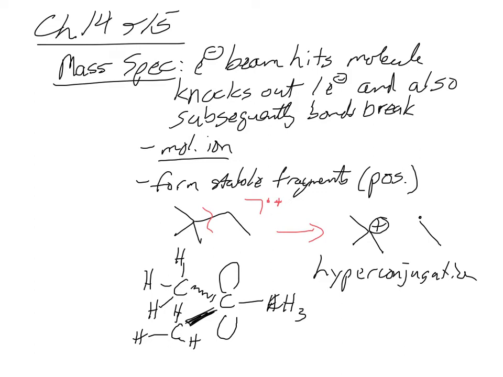So the most stable fragment piece we call the base peak. The biggest peak, the peak that's most abundant, the largest peak, that's the base peak. That tells you that's the most stable fragment. That's the base peak.